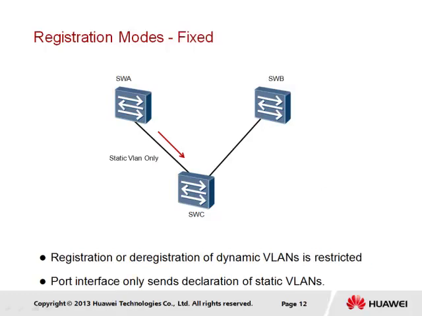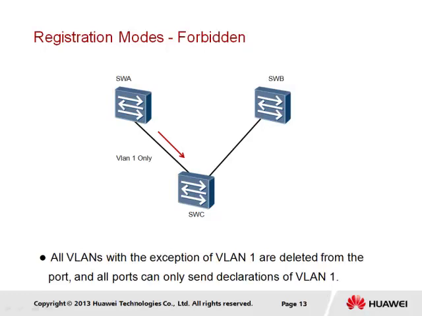If the fixed mode is applied to the switch enabled with GVRP, the registration and deregistration of dynamically learned VLANs is restricted, and only the attributes associated with static VLANs will be propagated within the GARP PDU. Where the forbidden mode is applied, the registration of all VLANs that are learned both statically and dynamically will be restricted. This basically limits registration of VLAN attributes to the native VLAN of VLAN 1.